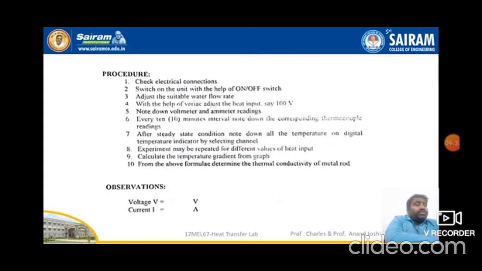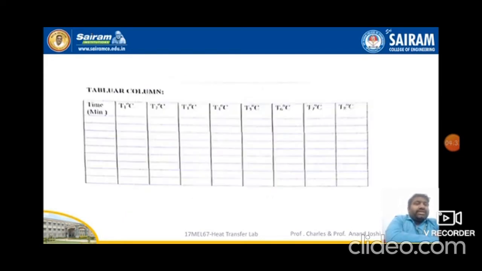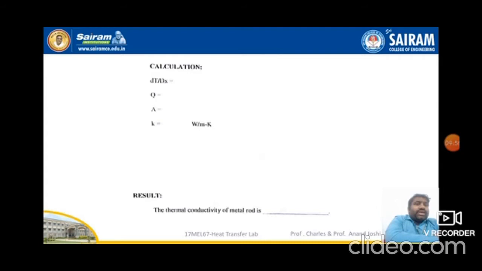Here you have to observe the voltage and current in volts and amperes, and here is the tabular column at different time intervals, that is T1, T2, T3, T4, T5, T6, T7, T8. You have to note down the temperature readings until it reaches steady state conditions. These are the calculations, and finally you have to substitute to get the thermal conductivity of the copper rod.